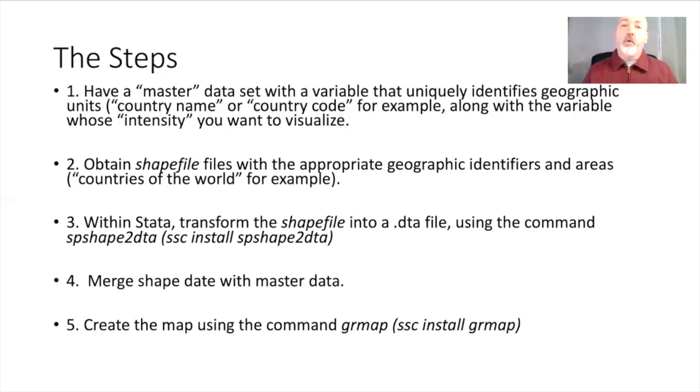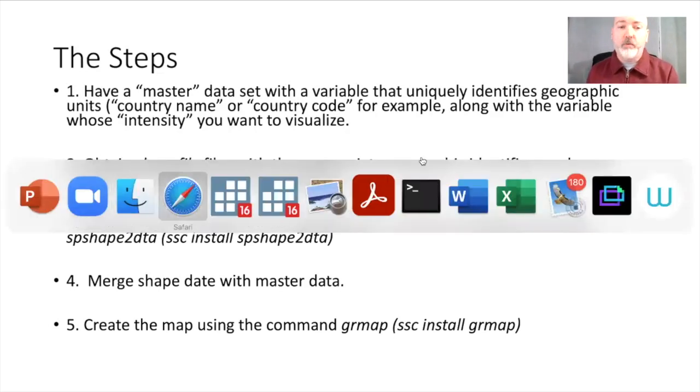Then we just need to ask Stata to create a map for us in the form of kind of what Stata is viewing as a graph, right? And we're going to use another package you'll have to download there, grmap. Again, there's other commands out there that'll do something similar. This is what we'll use in our example here. So let's get started with step number one by taking a look at our example data.